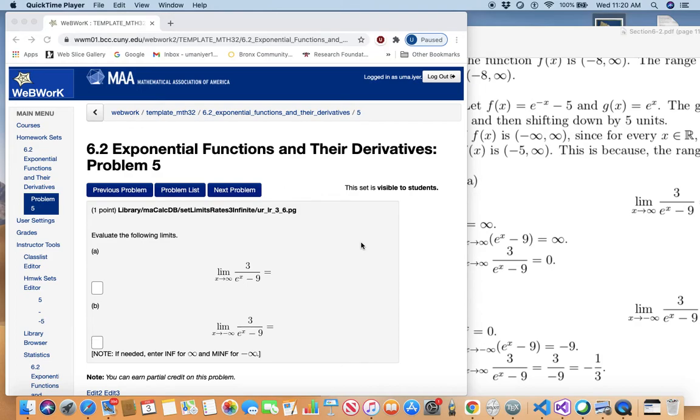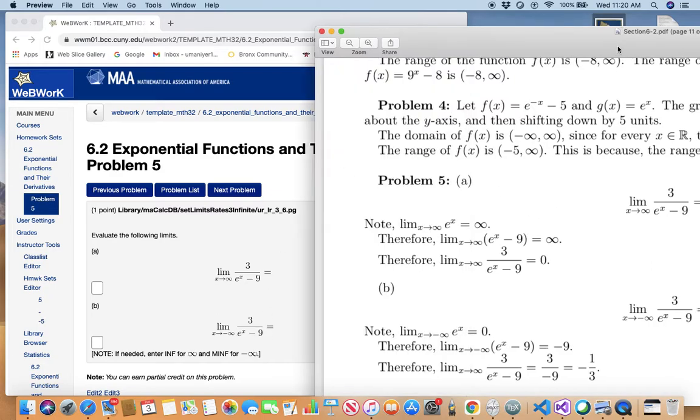Back, problem 5. Evaluate the following limits. Limit as x approaches infinity of 3 over e to the x minus 9, and limit as x approaches negative infinity of 3 over e to the x minus 9.